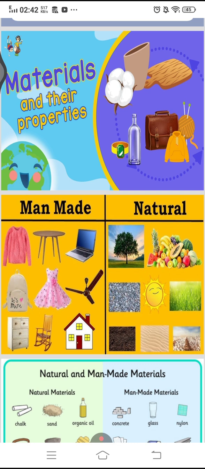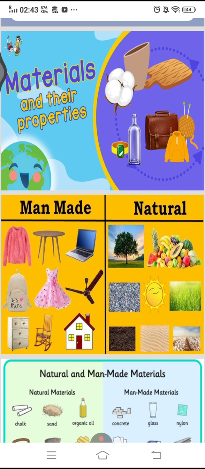Materials are the things that are found naturally, or human-made things are also called materials. Look at this picture here: man-made materials that are made by human beings, and natural materials that are found naturally or are the gifts of God. For example, plants, fruits of the plants, crops, sun, rocks, or we can say different types of minerals, sand, soil, and metals. All are natural materials.